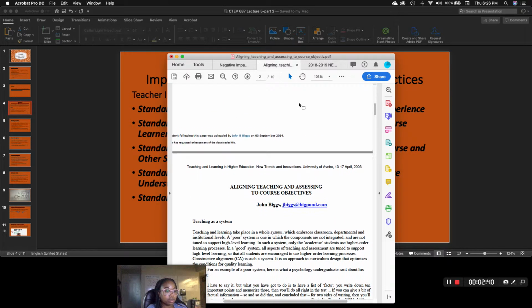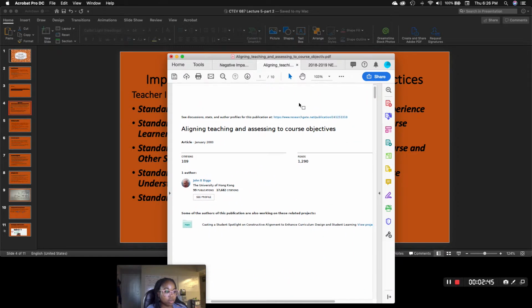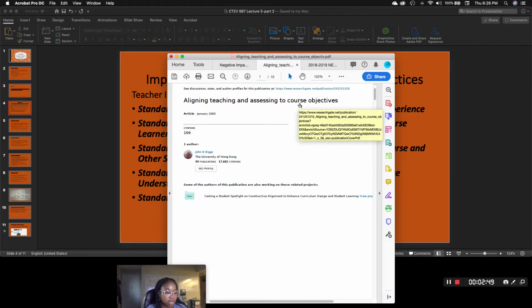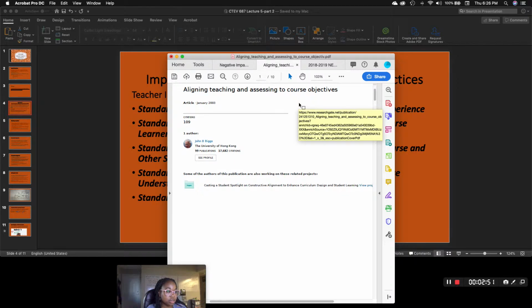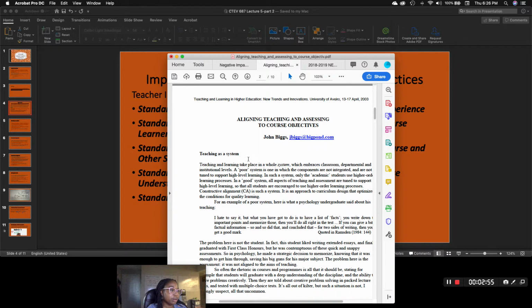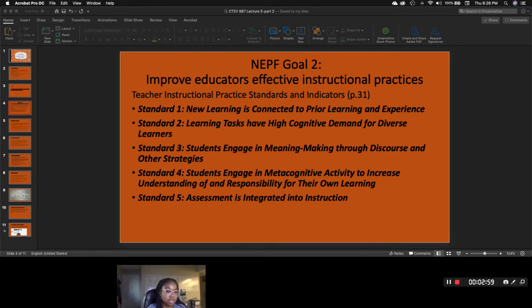The reading we're doing is this one here. So it's in the module, but if you didn't download it, this is what it actually looks like: Aligning Teaching and Assessing to Course Objectives. Now, I thought this was a pretty simple yet efficient way of summarizing some key essential things that we need to focus on. So let's see.